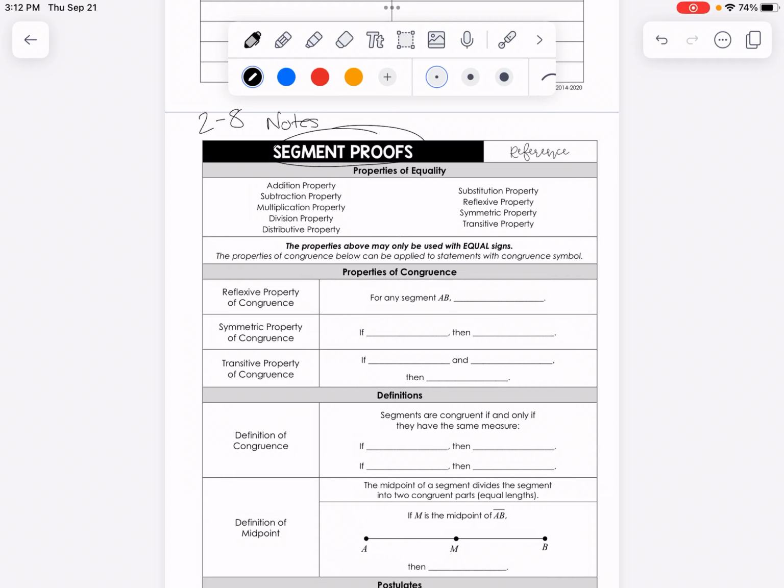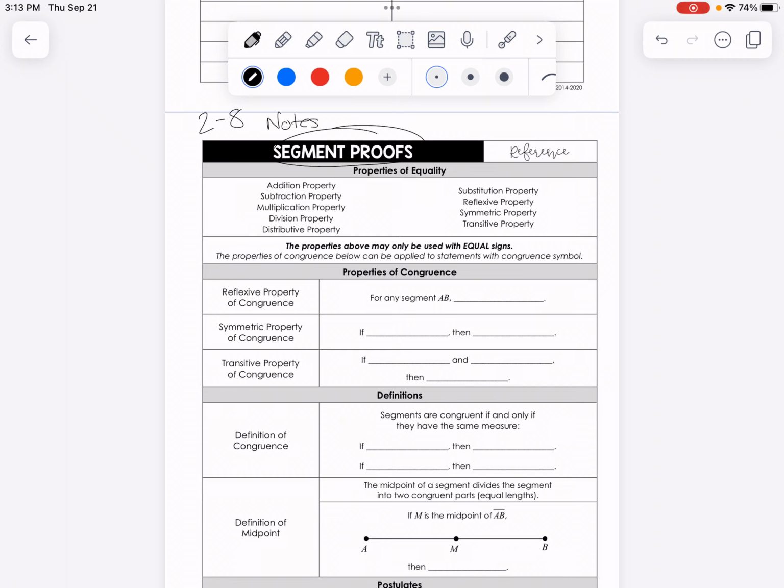All right, this video is on 2-8. So we're specifically focused on segment proofs. Previously, we worked on algebraic proofs, so solving equations and then identifying properties that we use to solve an equation or multiple equations. Now, because this is geometry, this is all leading to geometric proofs. We're going to get to segment proofs today and then angle proofs the next day.